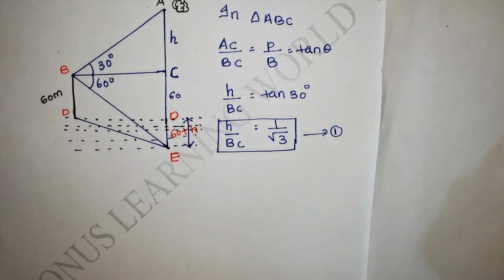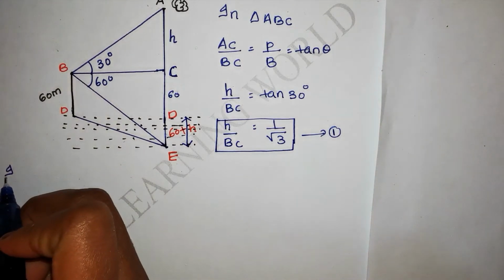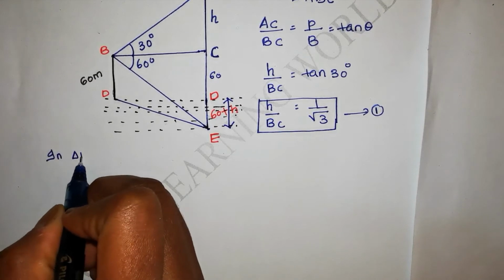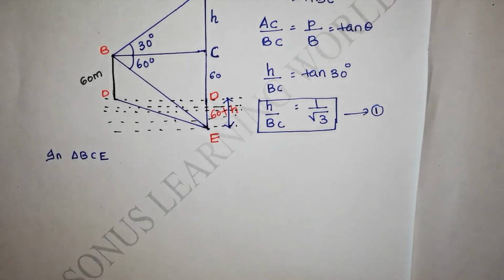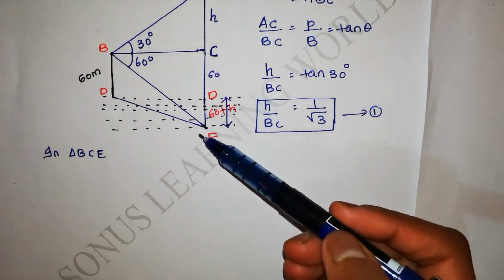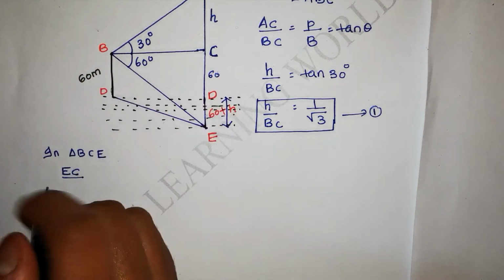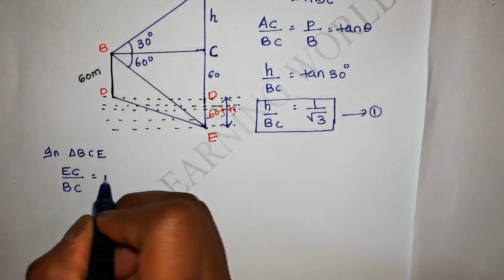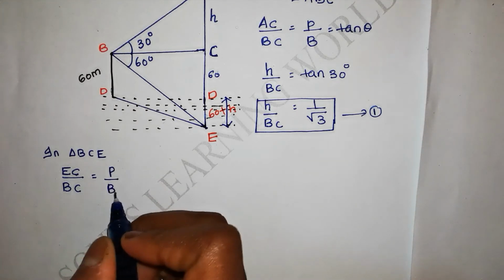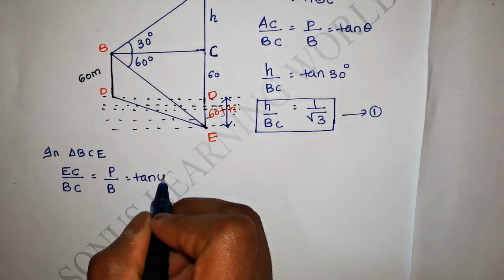Okay students. So let me take the next triangle. In triangle BCE, my perpendicular is EC, and my base is BC. EC by BC is equal to perpendicular by base. So that is equal to tan theta.